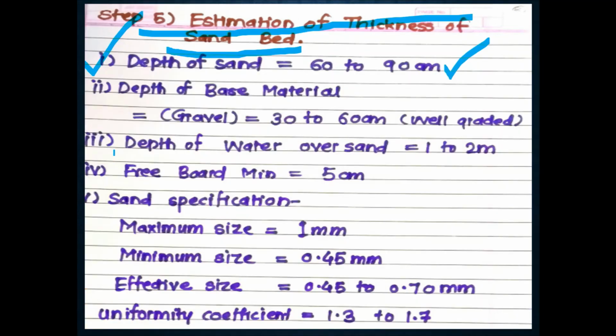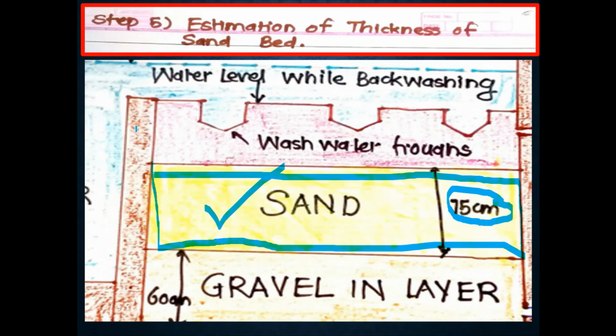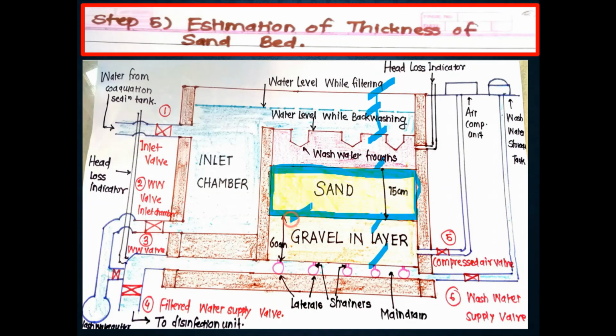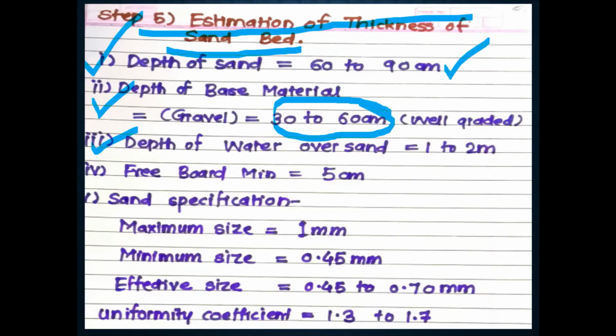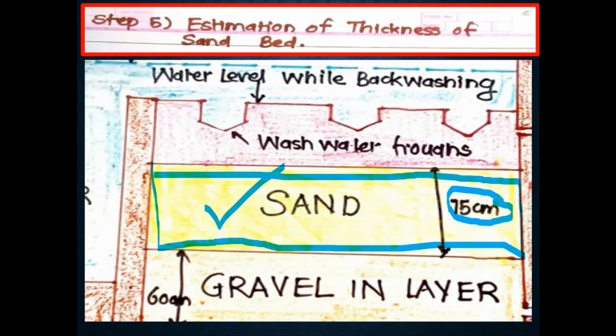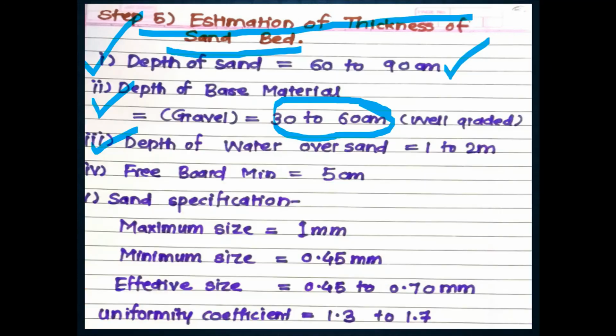Okay, then the depth of the base material, or gravel, is 30 centimeter to 60 centimeter, and gravel should be well graded. This is gravel depth, 30 centimeter to 60 centimeter. Then the depth of water over sand is 1 meter to 2 meter. Then freeboard depth, that is minimum 5 centimeter we have to provide.